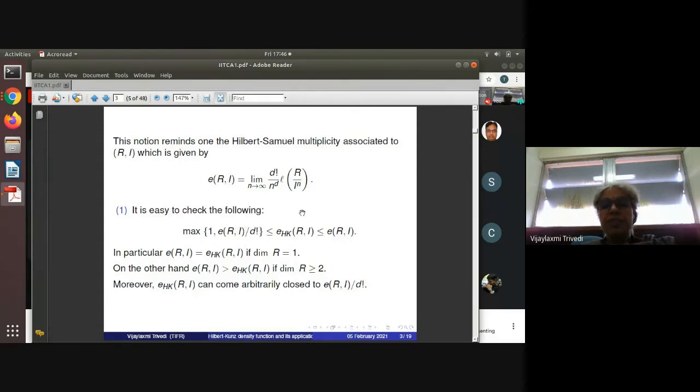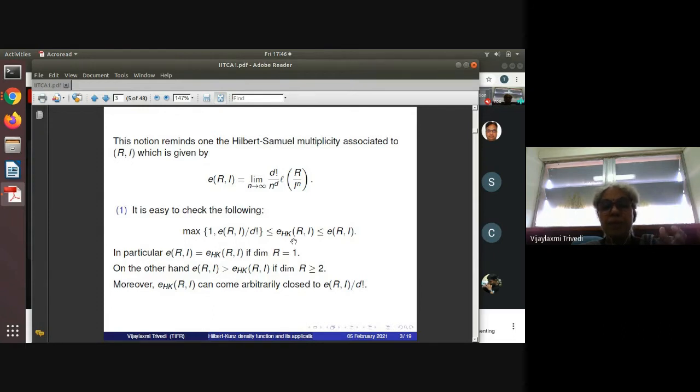So this equation tells you something. What is the relation between e_HK and e? If I take the dimension of the ring to be 1, then of course they have to coincide. On the other hand, if I go to higher dimension, the story is quite different. In fact, multiplicity is always greater than or equal to e_HK. This is the theorem of Douglas-Hanes. On the other hand, this e_HK can come very close to this one. So e_HK being minimal in various senses, we will come back to this question again.